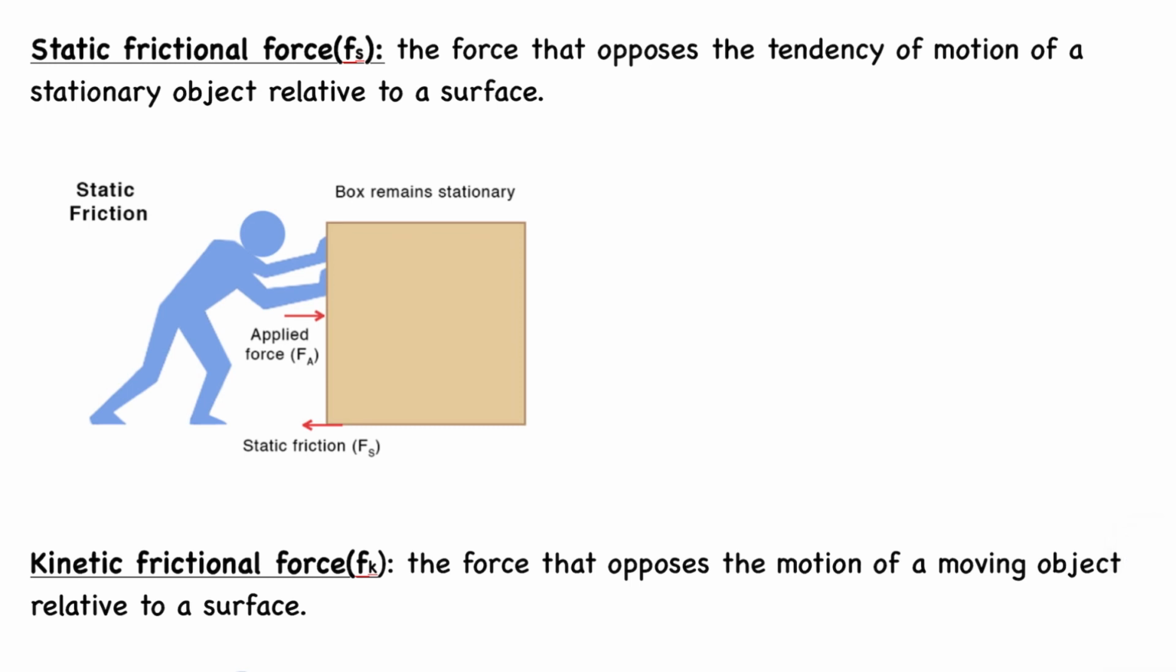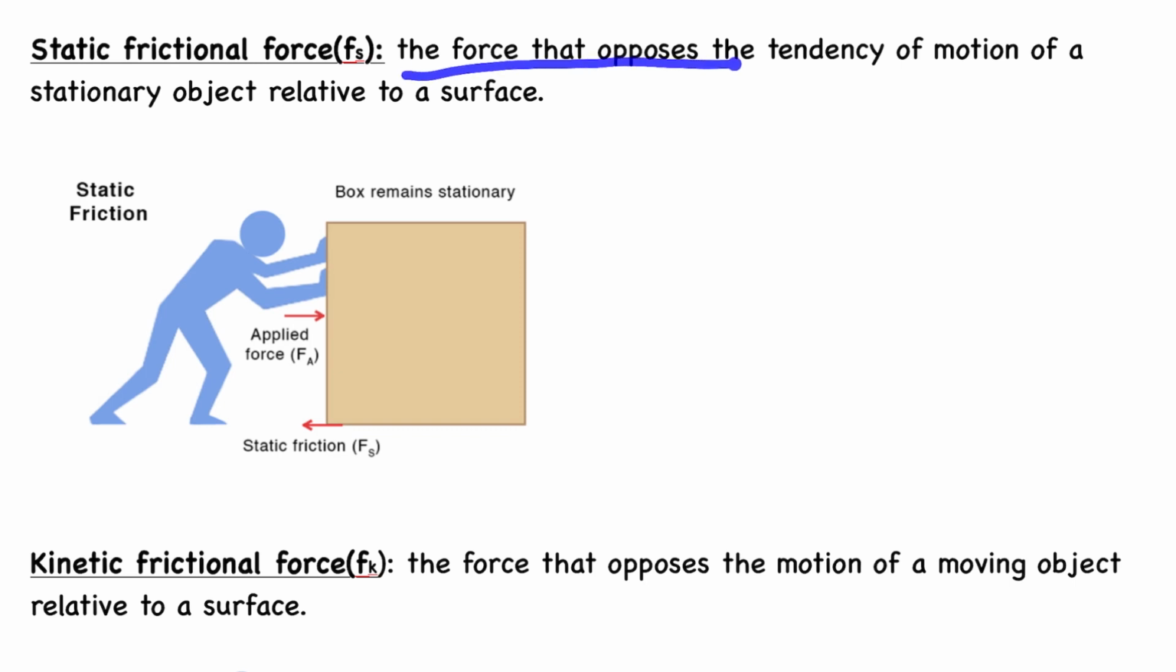The first one, it's not the first one, it can be the second one, is a static frictional force. So static, the word static means not moving. So it's a static frictional force. It's self-explanatory. It means it's a frictional force that deals with objects that are not moving.